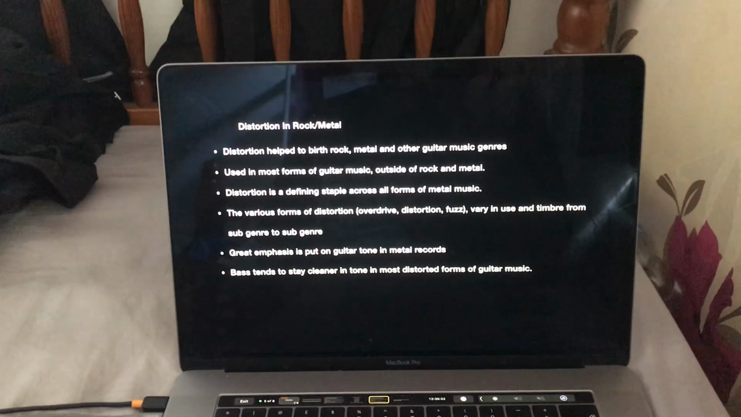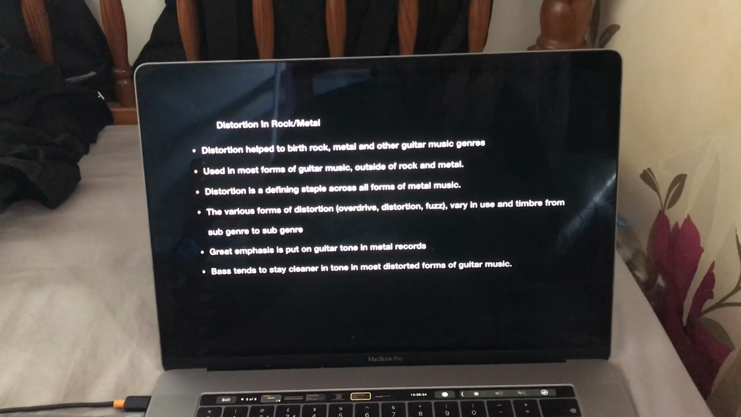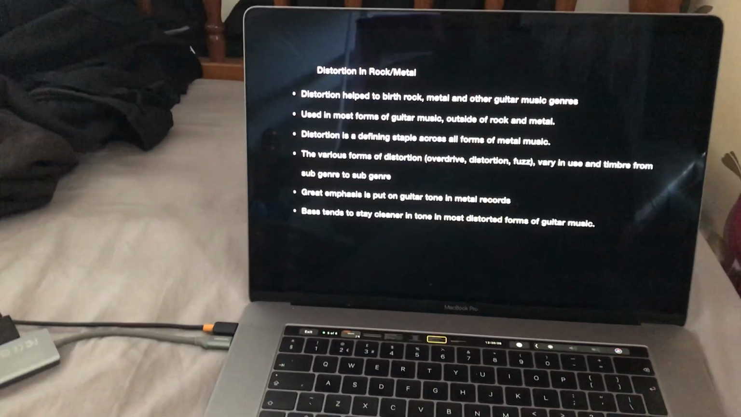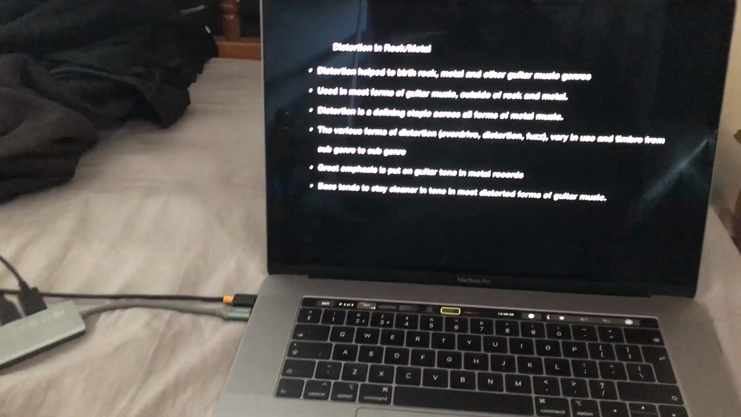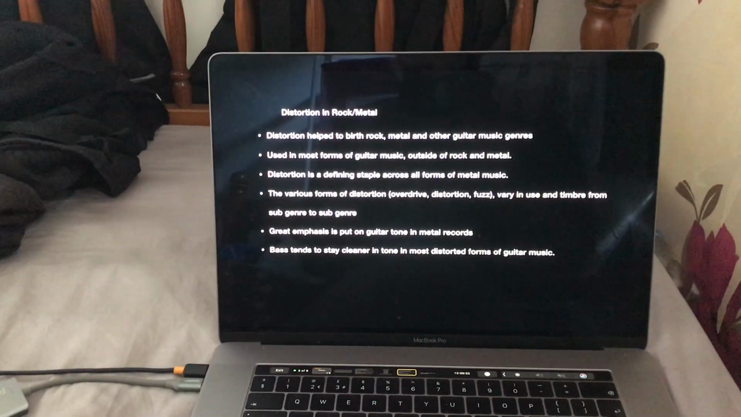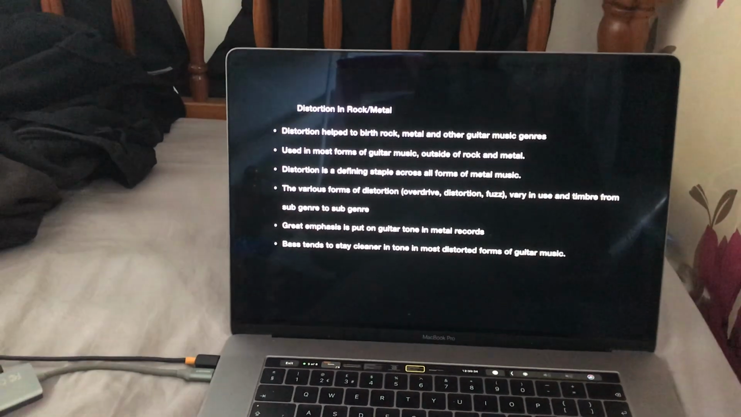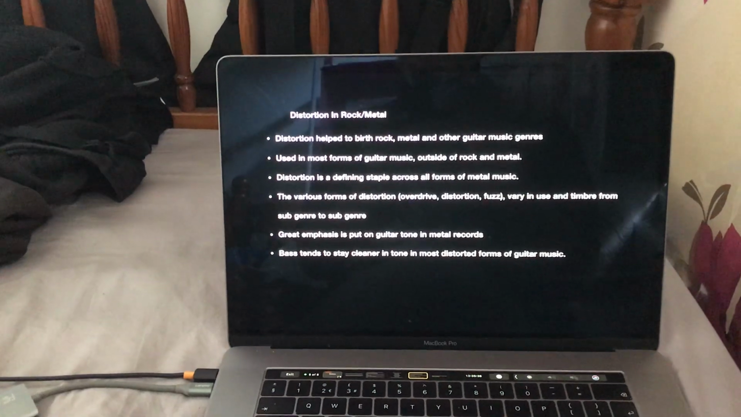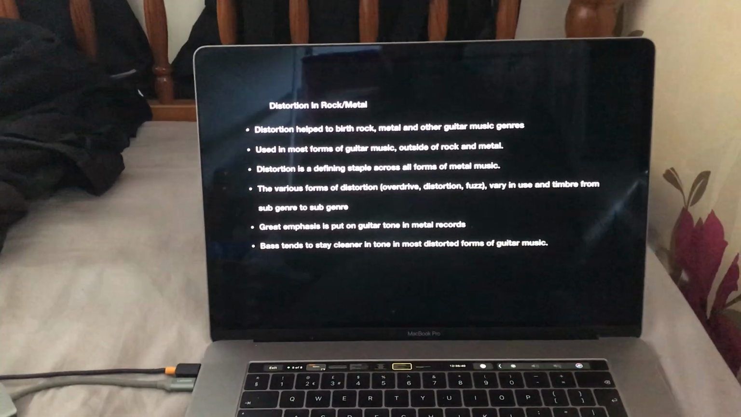Distortion in rock and metal. Distortion helped to birth rock, metal, and other guitar genres, used mostly in rock and metal. Distortion is a defining staple across all forms of metal music. The various forms of distortion, overdrive, distortion, and fuzz, vary in use and timbre from genre to genre, which is what helps to differentiate them.